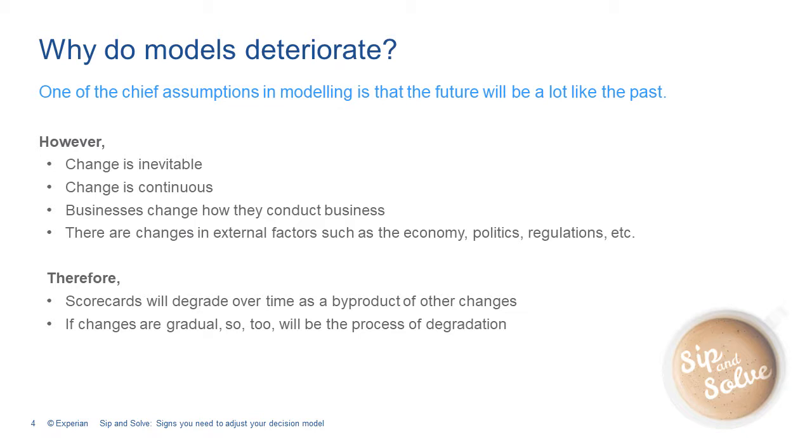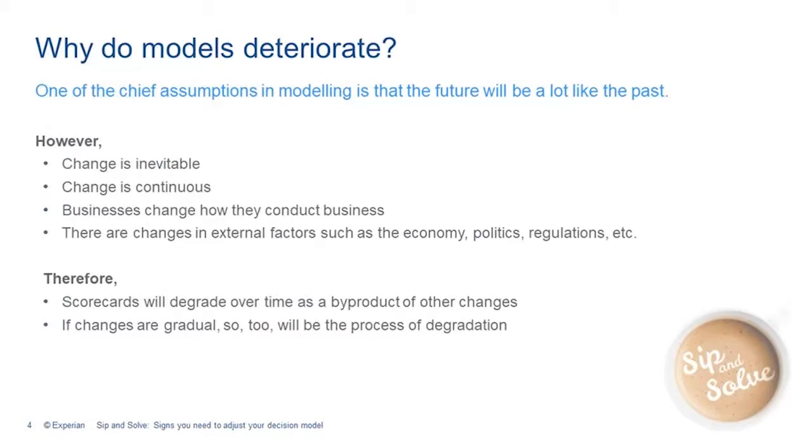We talk about one of the main assumptions of any model, which is that the future will be a lot like the past. So when we develop a model, we say, this is what happened in the past. Let's make a predictive model based off of that, assuming that the future will be very similar to that. However, change is always inevitable. Change is continuous.